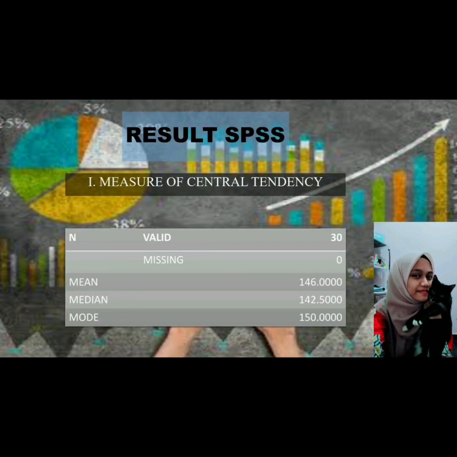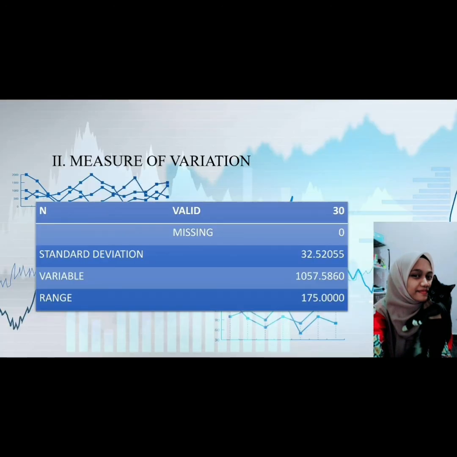Result: SESS for measure of central tendency and measure of variance.